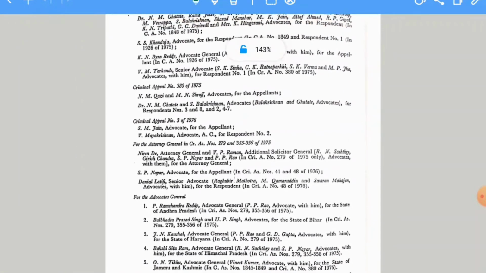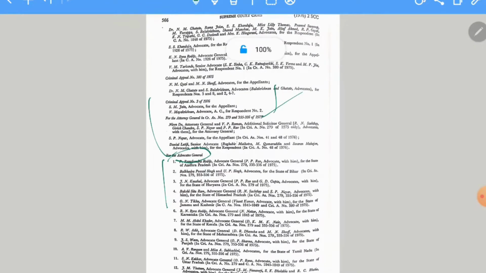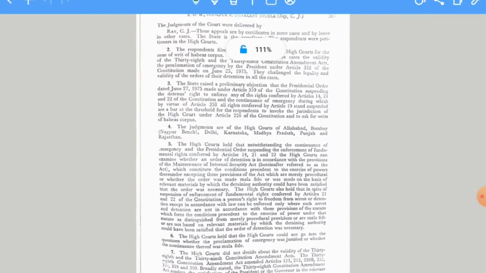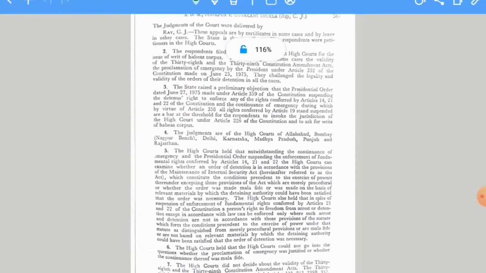Now you can see a good number listed here, who appeared as advocate generals and who appeared as the attorney general. So after the catchwords, this is how you will see the judgments.